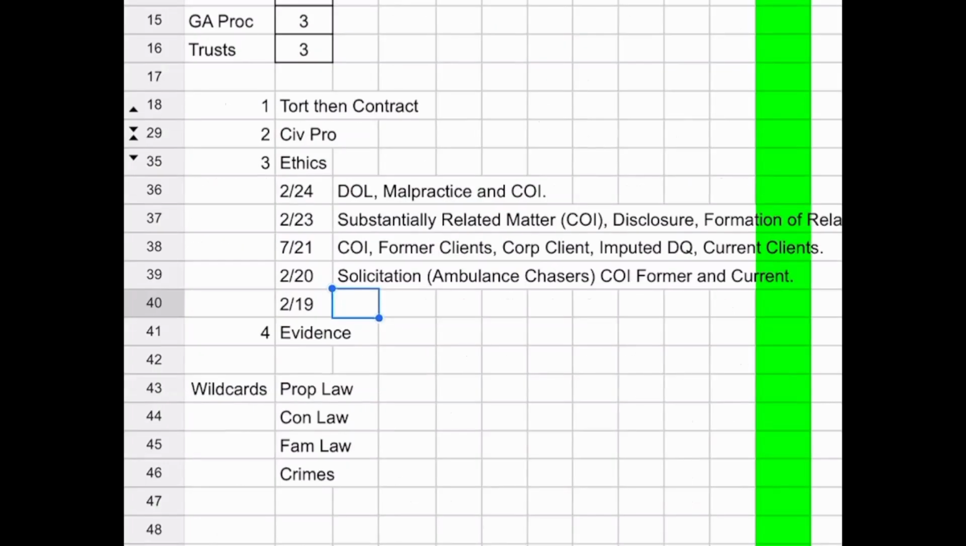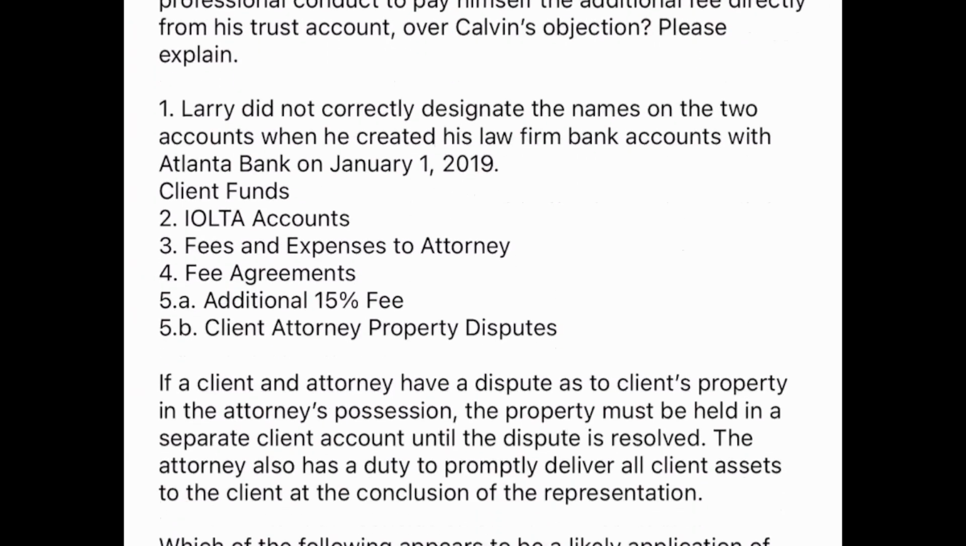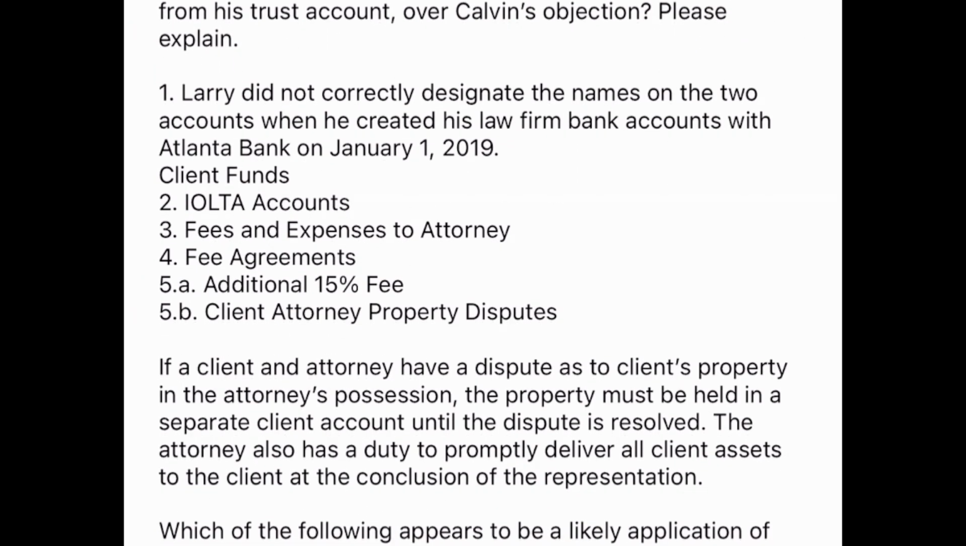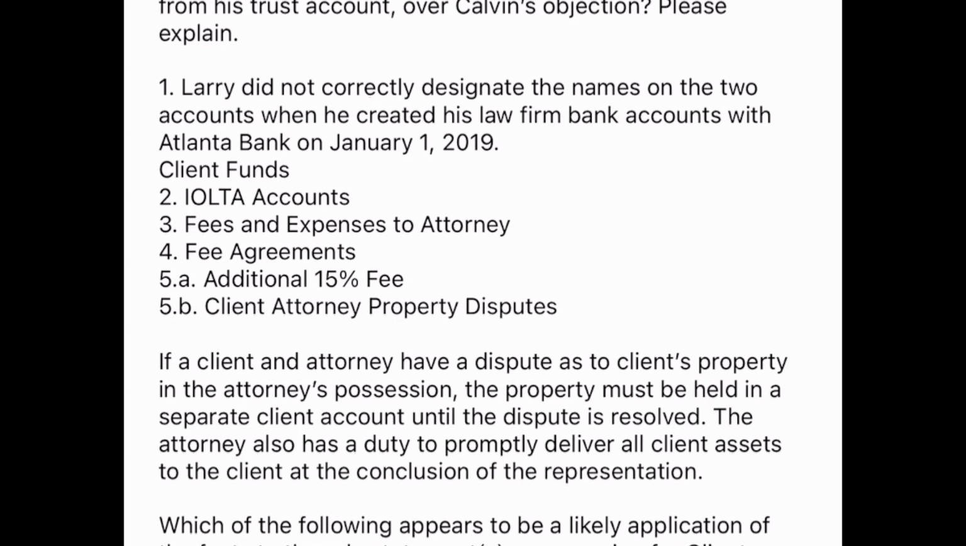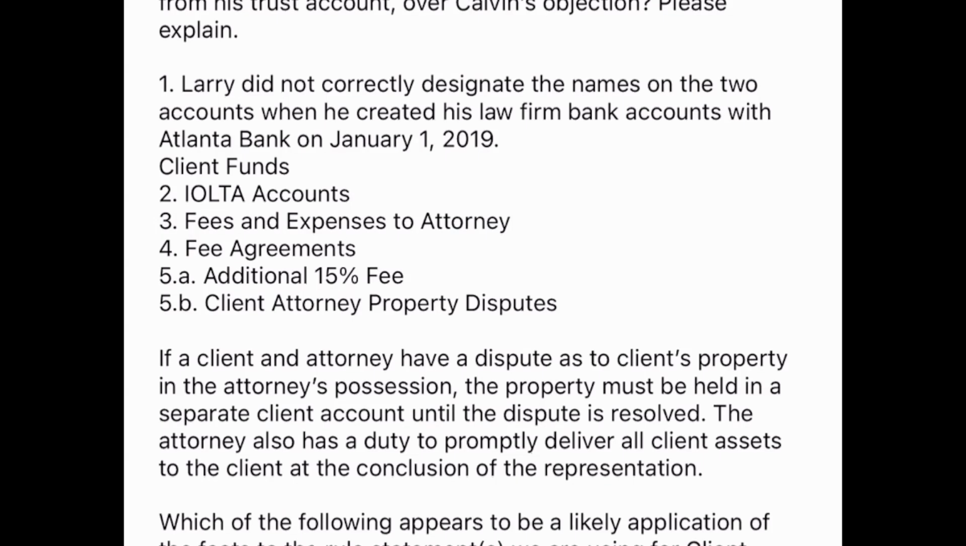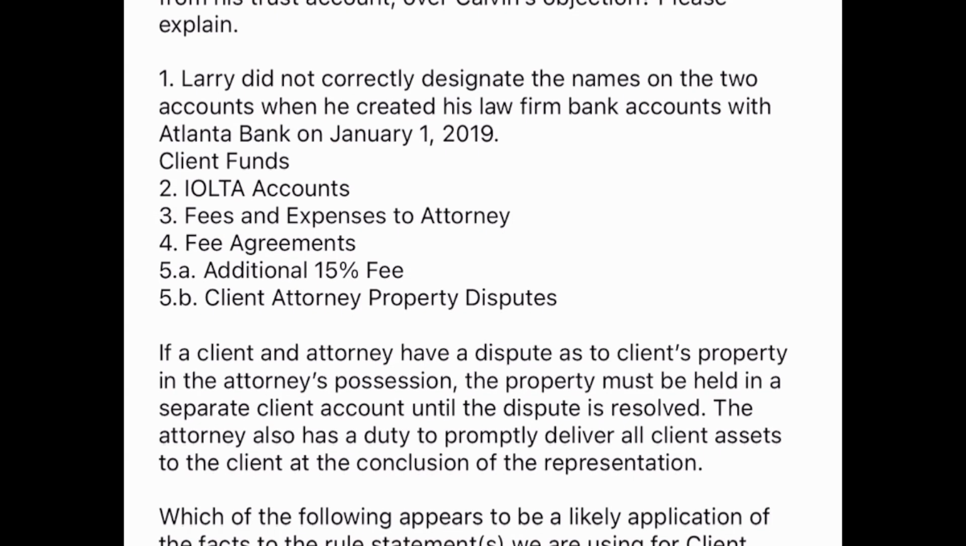Okay, 219. It's not really tested that much, so I think you should be prepared for an ethics. IOLTA accounts, those are the interest, I forget what that stands for. Fees, fee agreements, additional fees and fee agreements, and property disputes.